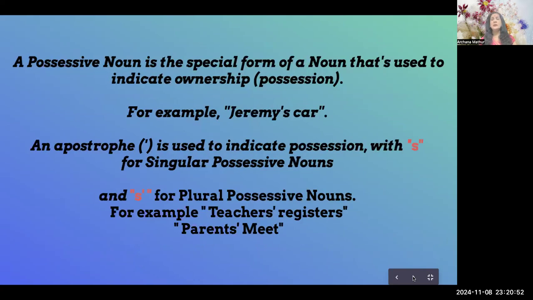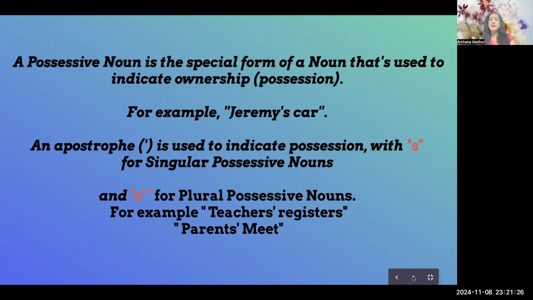Now coming to the singular and plural forms of possessive nouns. A possessive noun is a special form of a noun that's used to indicate ownership or possession. For example, I just said Jeremy's car or Rohit's car. The car belongs to Jeremy. Here the apostrophe is used with a simple S. For singular possessive nouns, the apostrophe is used before the S. All right. And it is used after the S for plural possessive nouns.